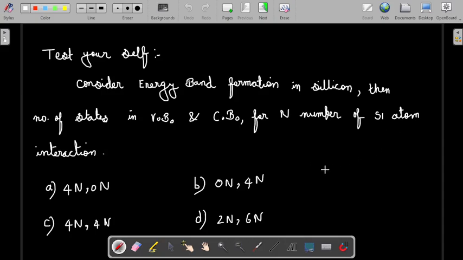So last class we have discussed in detail how the energy band is formed when there is an interaction with n number of atoms or n number of pieces. So how the energy level is getting split into an energy band, that thing we have seen.